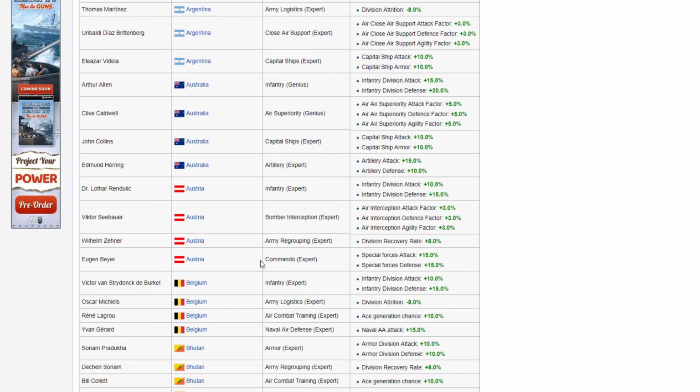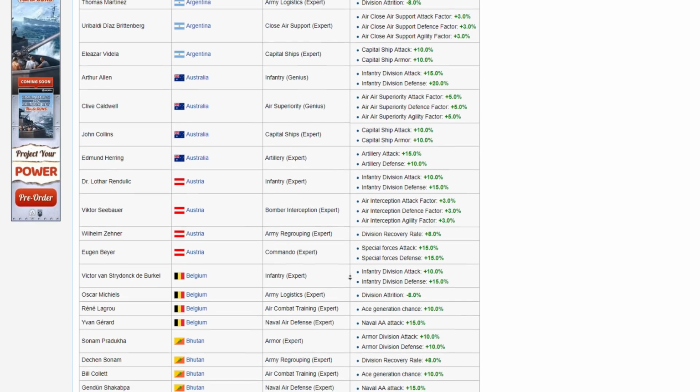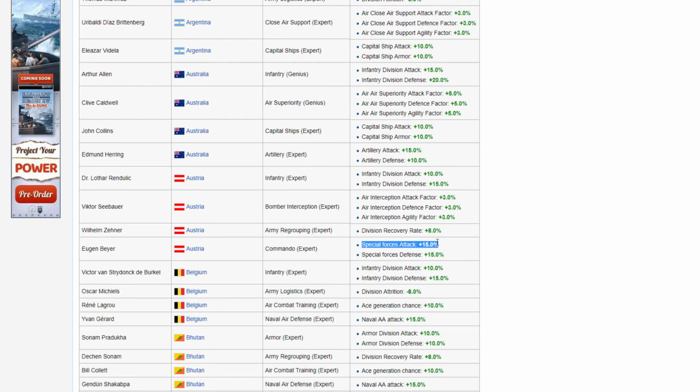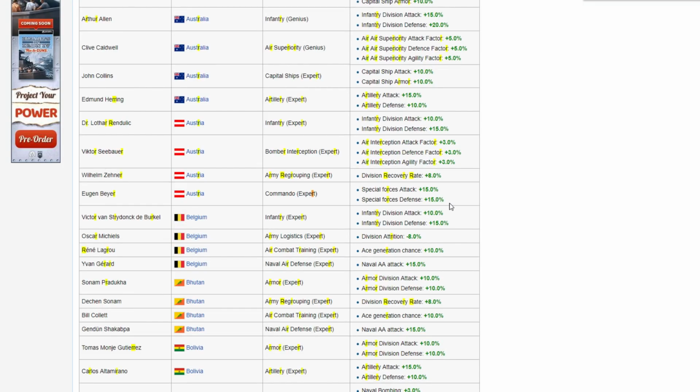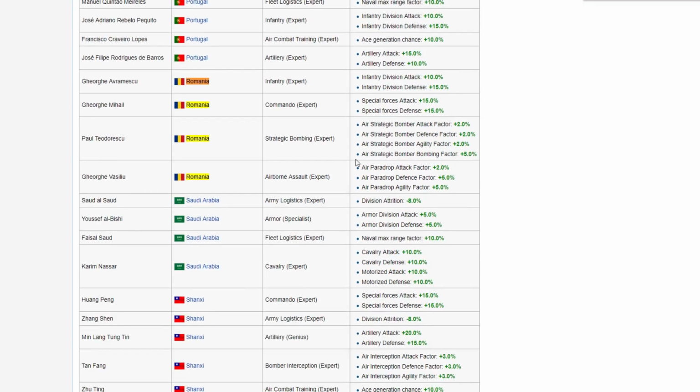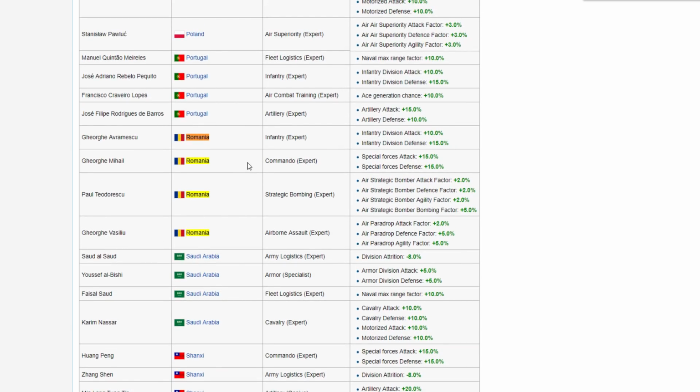And as you can see, a commando high command advisor gives 50% attack for special attack and 50% defense for special forces. There used to be a kind of exploity strategy as Romania, where you could combine infantry expert and commando, because these two stack, to get some insanely strong mountaineers and some insanely strong marines.